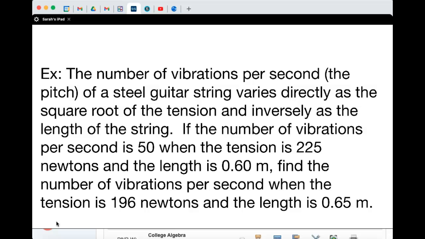Anyways, we should write out our equation. Okay, the number of vibrations per second of a steel guitar string varies directly as the square root of the tension and inversely as the length of the string. So the first thing is varies directly. So on the left side, varies directly.